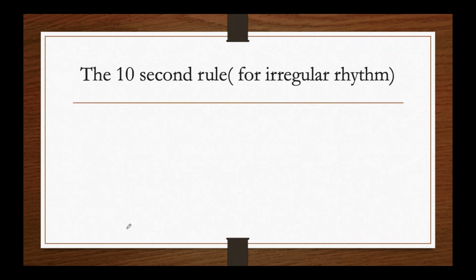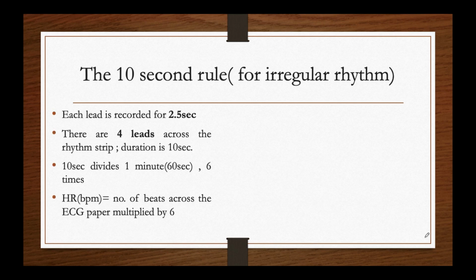Now, the 10-second rule is used when the rhythm is irregular. Before we even understand the 10-second rule, what we must remember is that on a 12-lead ECG, each lead is recorded for 2.5 seconds.